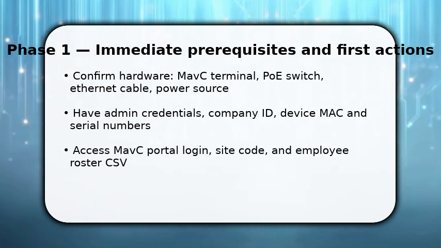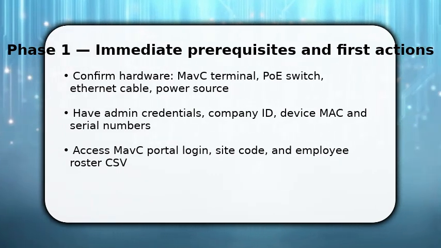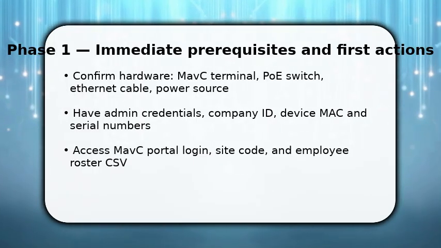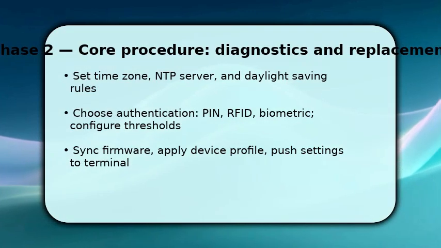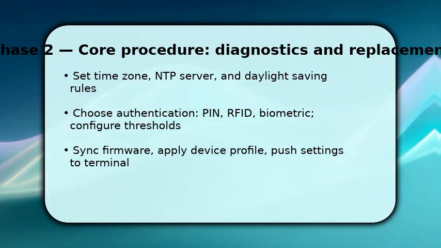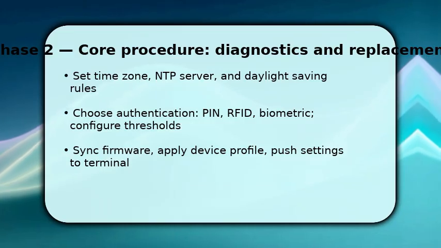Once the device appears in Device Management, configure its core settings. Set the time zone and NTP server to keep timestamps accurate. Enable daylight saving rules if applicable. Next, choose authentication methods: PIN, RFID, biometric, and adjust sensitivity or passcode length so false accepts are minimized.